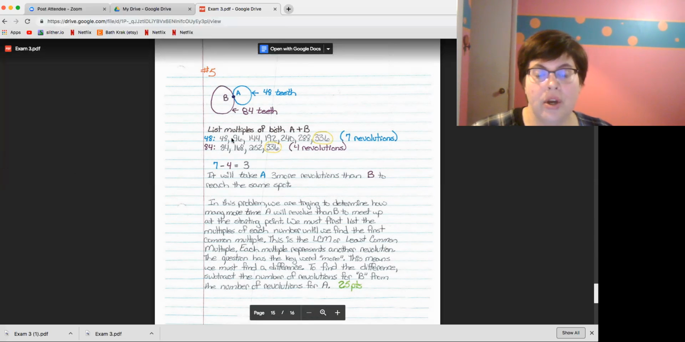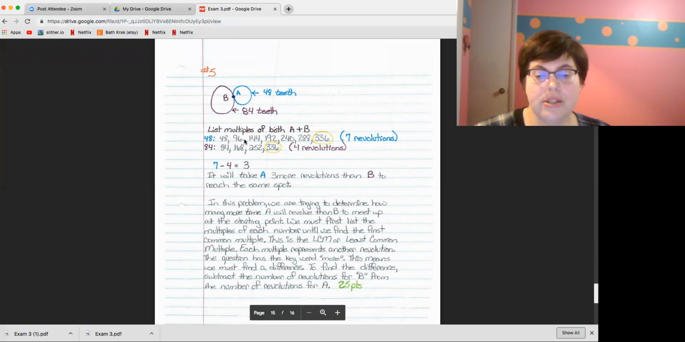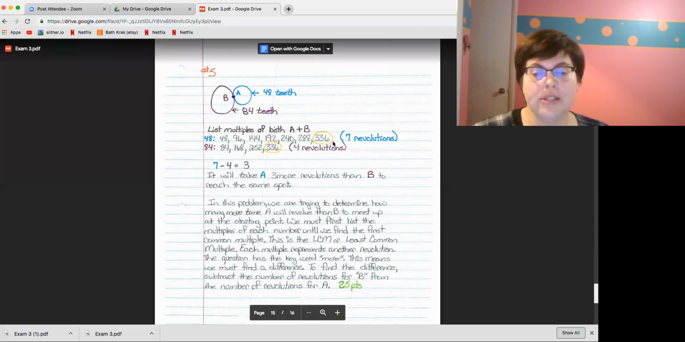On this one, we count. It took 1, 2, 3, 4, 5, 6, 7 revolutions to get to the same multiple as 84. So, well, the least common multiple. So the number they had in common was 336. It took 7 revolutions for A and 4 revolutions for B. So you're going to subtract the smaller number from the larger number, and that's equal to 3. It will take A 3 more revolutions than B to reach the same spot.